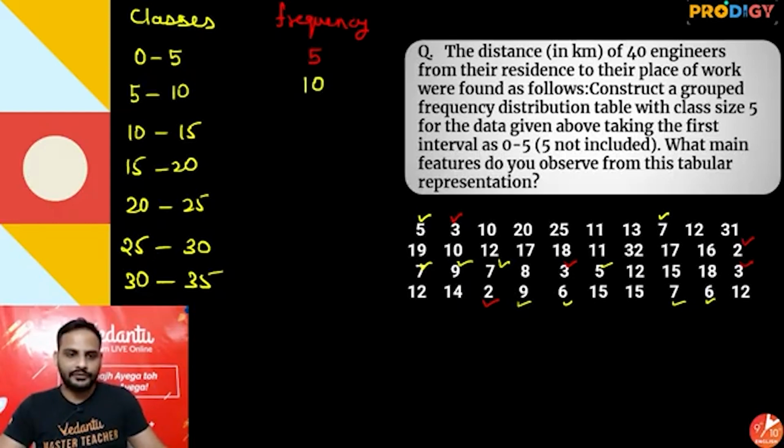Then let's go for 10 to 15. So in 10 to 15 I will include 10 but not include 15. So 1, 2, 3, 4, 5, 6, 7, 8, 9, 10. Oh, sorry, 15 I will not include now.